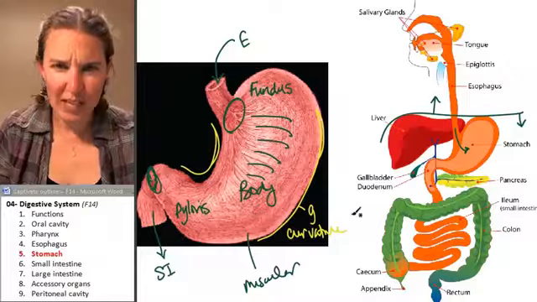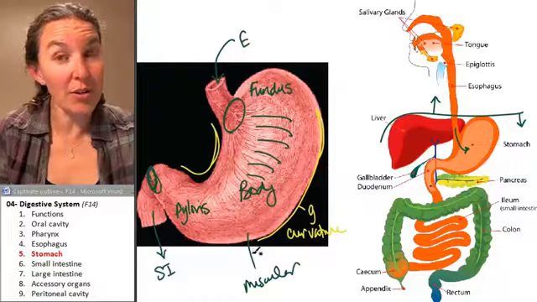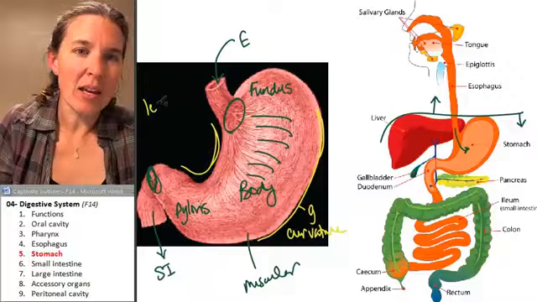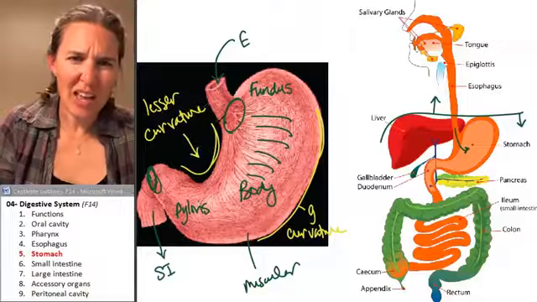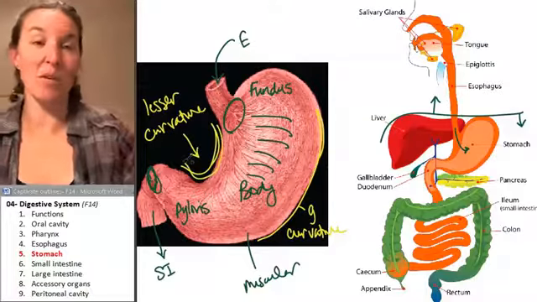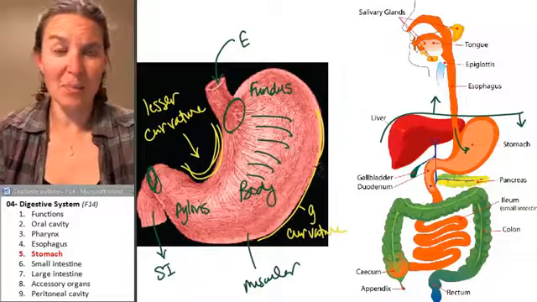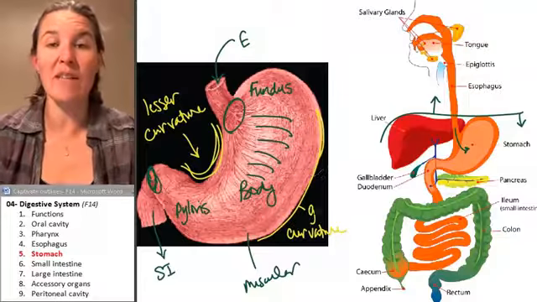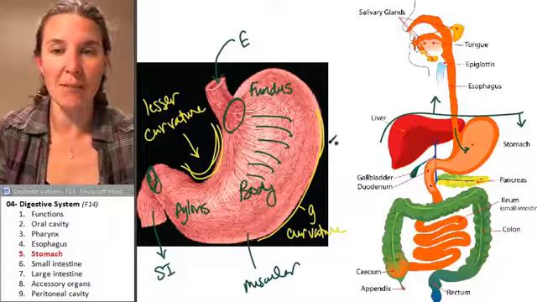Do you agree that this is the greater curvature? Does it seem like a greater curve to you? What's this little curve called? It's the lesser curvature. Do you agree? Somebody tell me what you think that is. Is it a structure? Not really. It's just a part of the stomach. It will come in handy when we start talking about the peritoneal cavity and some different mesenteries that we're going to make sure that we understand.